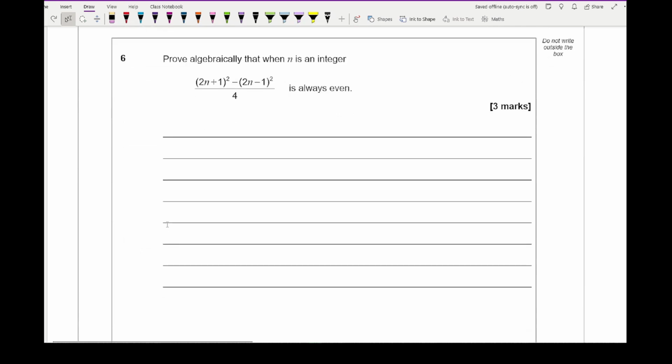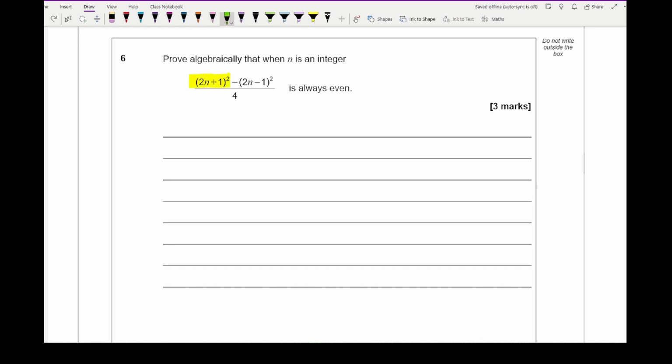Moving on to question 6, it says prove algebraically that when n is an integer, (2n plus 1) all squared minus (2n minus 1) all squared, all divided by 4 is even. So let's have a look at this. First thing we want to do is expand that part there.